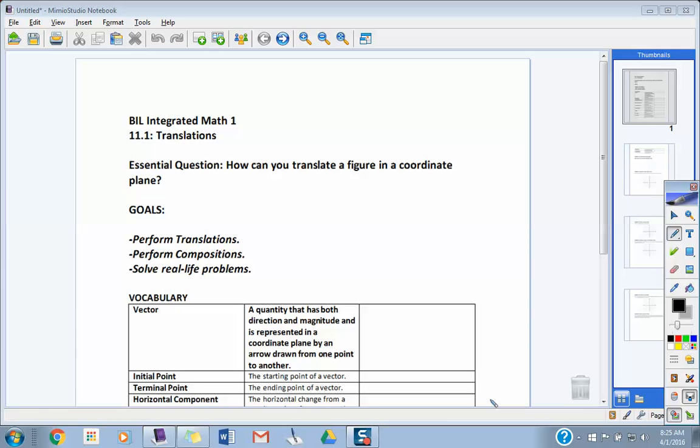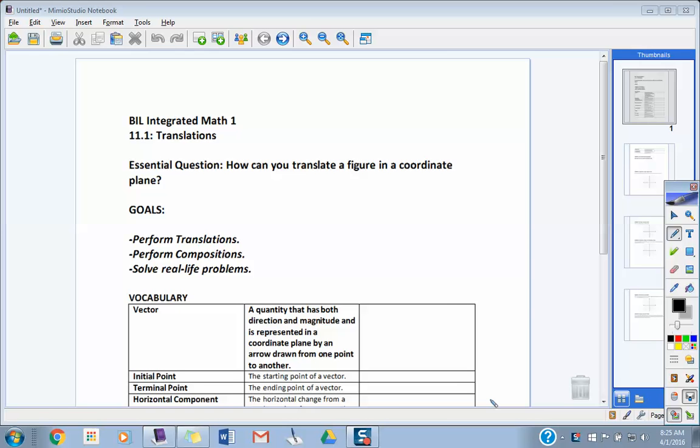Transformations. We're going to be talking about changing shapes in a coordinate plane, whether it's something that we slide, something you rotate, something you flip. That's going to be the focal point of this. We're going to come up with ways that we can look at things and the way they write the mathematical stuff for it. But really today, our big focus is going to be on what we call translations. And what we're going to ask ourselves is, how can you translate a figure in a coordinate plane?